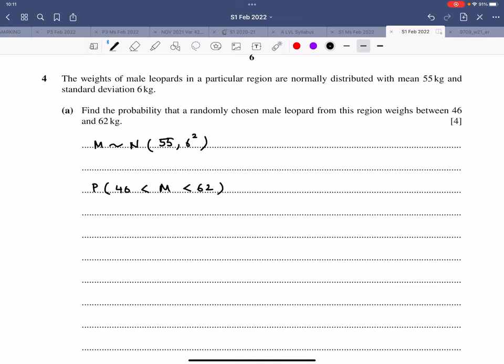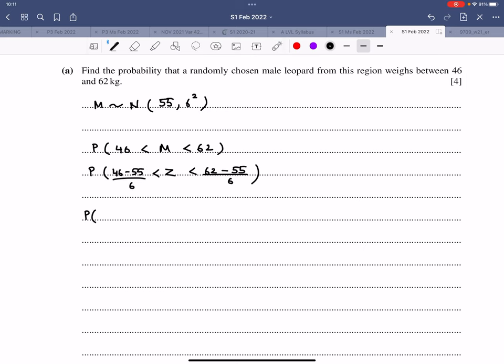So you have to first standardize it and then go to the table. Probability Z lies between (62 minus 55) divided by 6 and (46 minus 55) divided by 6. Probability Z lies between, after reduction, 1.167 and negative 1.5. And the rule is rule number 7.